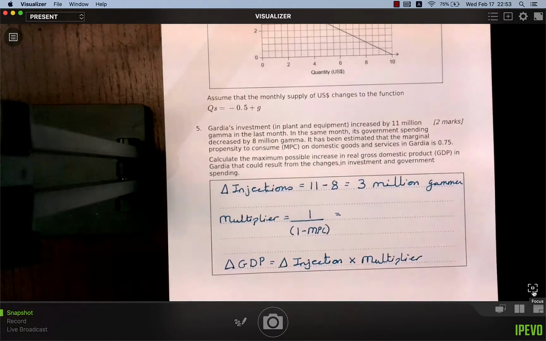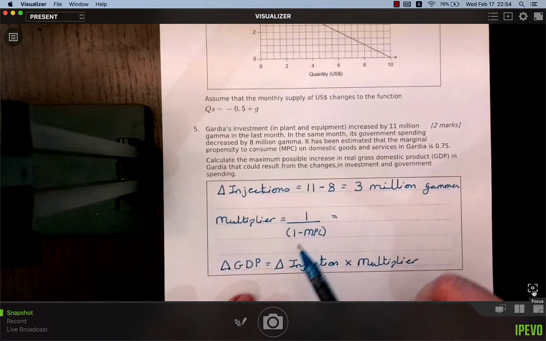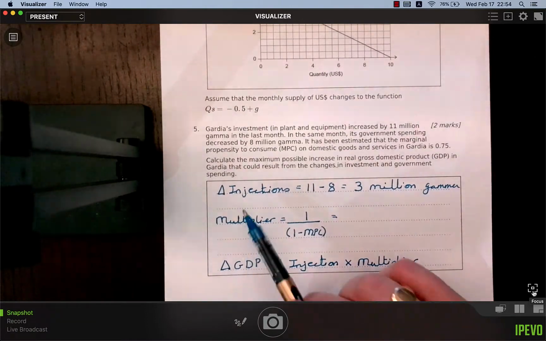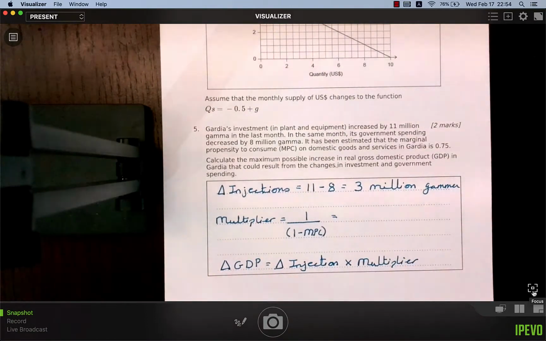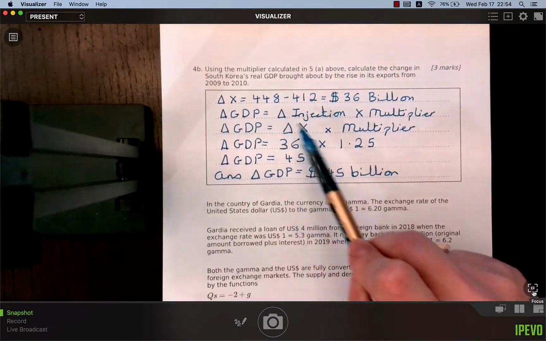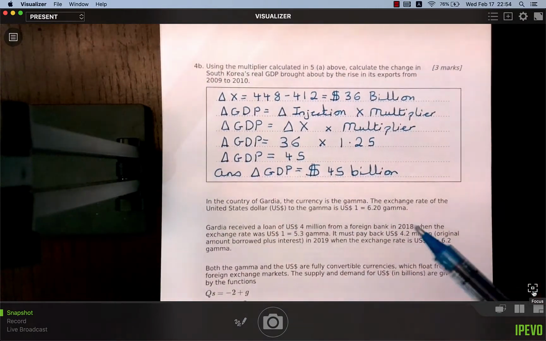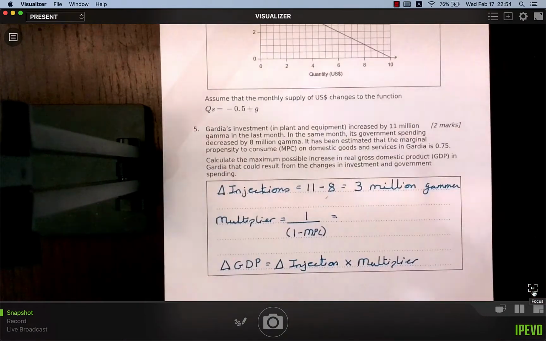Guardia's investment. This is why I write it out, guys, as change in injections. I'll come back to this on the previous page. The change in GDP equals the change in injections times the multiplier. Remember that. Take a photo of that. Take a mental picture of that. So look at this now.